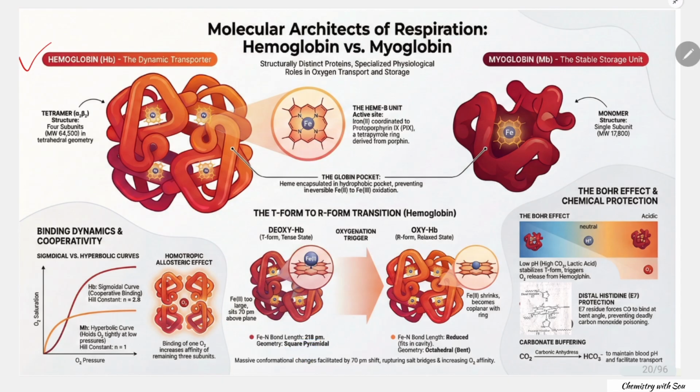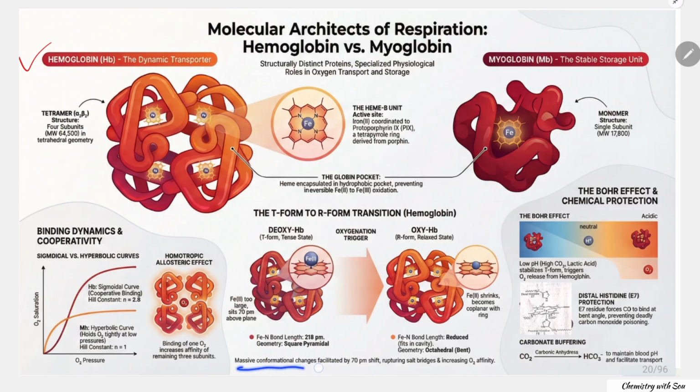So that's why this is in the tense state, and the Fe-N bond length is about 218 picometer, and the geometry is kind of square pyramidal. After oxygenation, which will trigger it to convert to the relaxed state, which is oxyhemoglobin, the iron is low spin and its size decreases, so it will fit the cavity of the porphyrin properly. The Fe-nitrogen bond length will decrease, and this is an octahedral geometry, and here the oxygen will attach with it by bent arrangement.